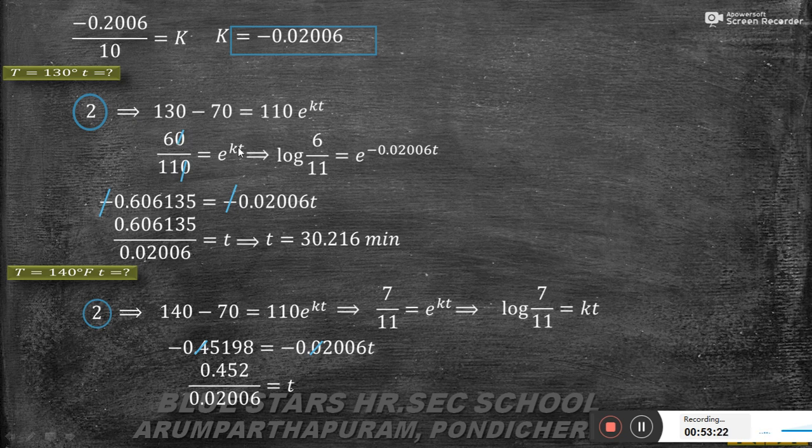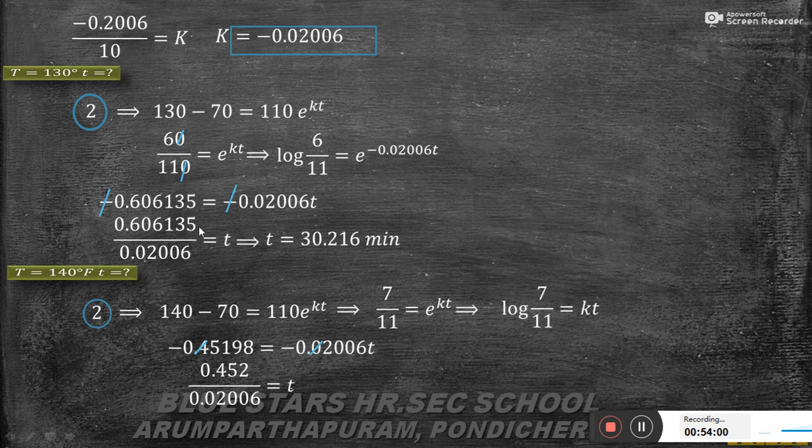So the next step is 6 by 11. So I take the log on both sides. So log of 6 by 11 equal to kt, the log and exponential cancelled. The k value is minus 0.02006. I substitute here, log of 6 by 11 equal to, log and e cancelled, minus 0.02006 t. Log of 6 by 11 value is minus 0.606135. So I cancel the minus on both sides.